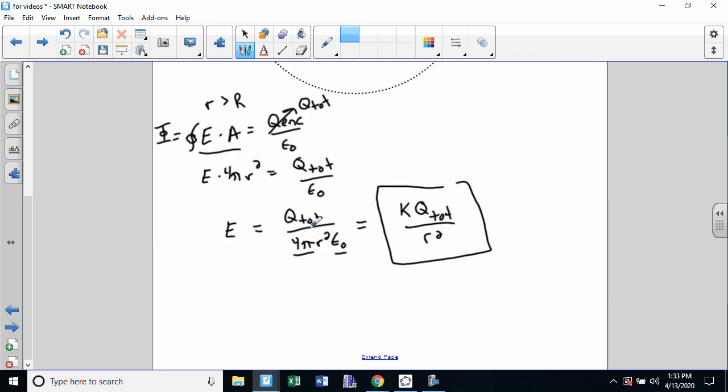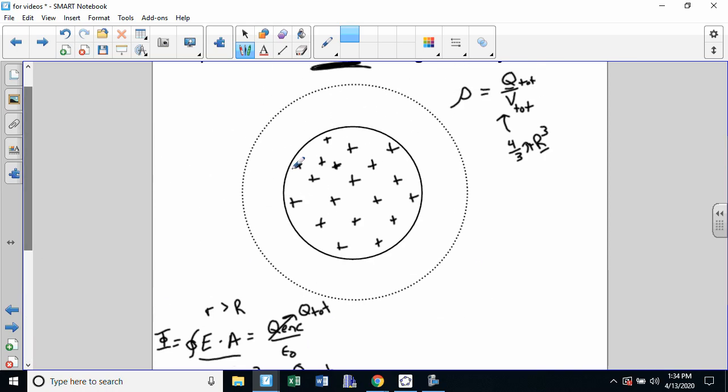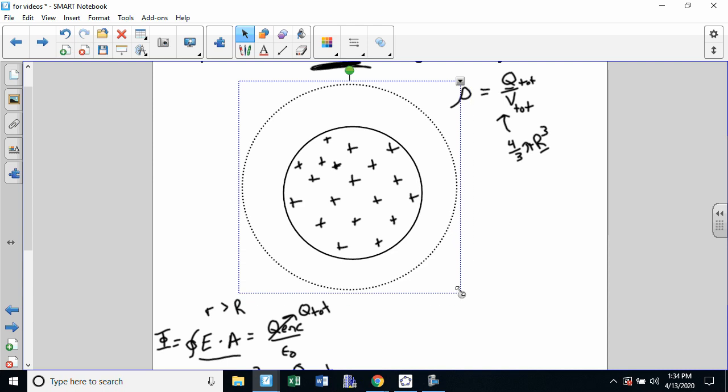This is identical to a conducting sphere or even a point charge of charge Q, KQ over r squared. So once you're beyond the shape, whatever is going on inside of the sphere, this thing just looks like a point charge or a conducting sphere, KQ over r squared. So pretty simple. Where it gets interesting is inside of the sphere itself.